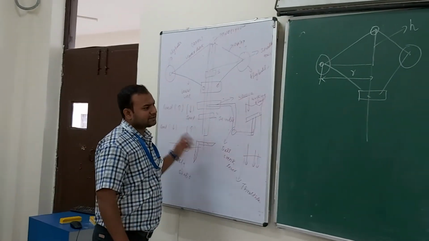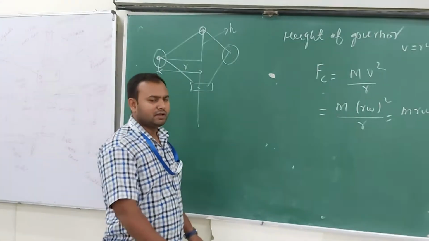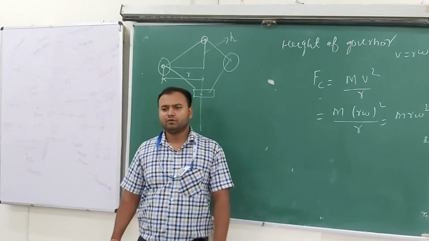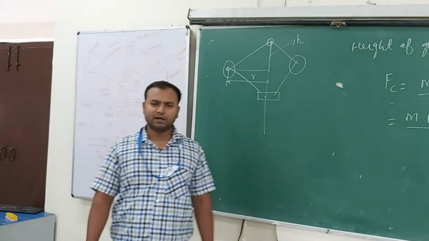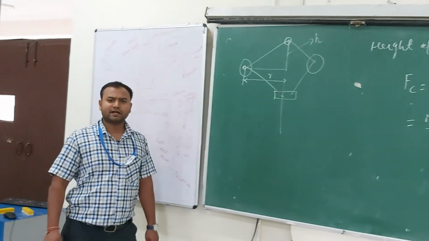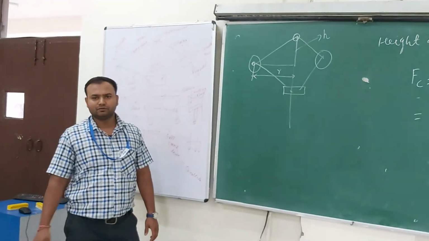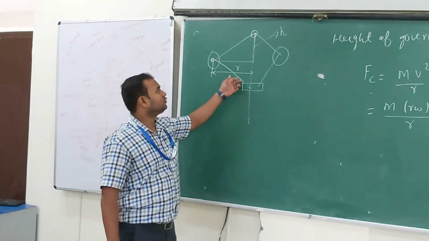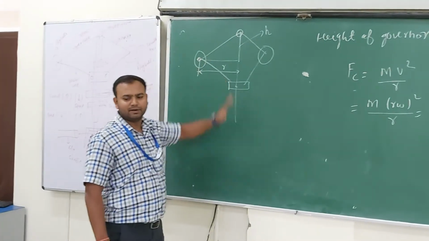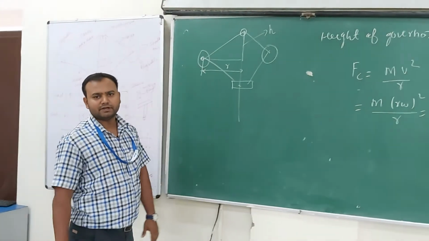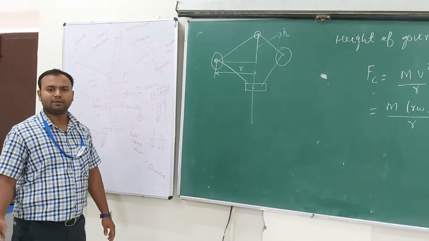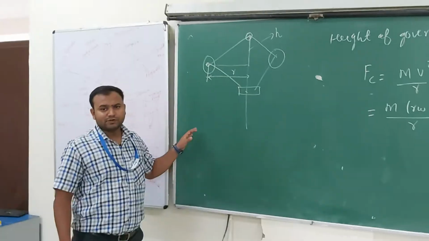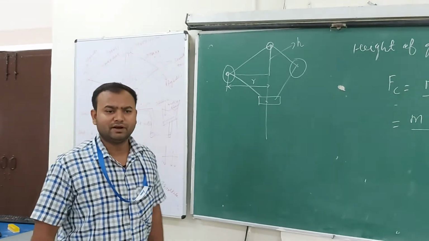Now we discuss the first kind of governor, the Watt governor. The Watt governor is a kind of pendulum type governor. This diagram shows the construction of the Watt governor.